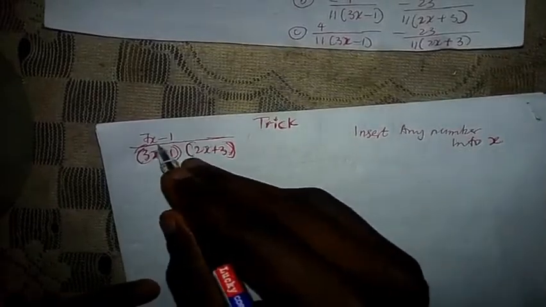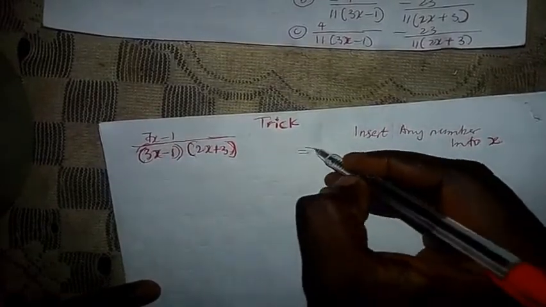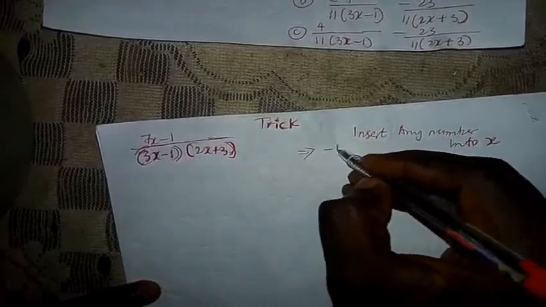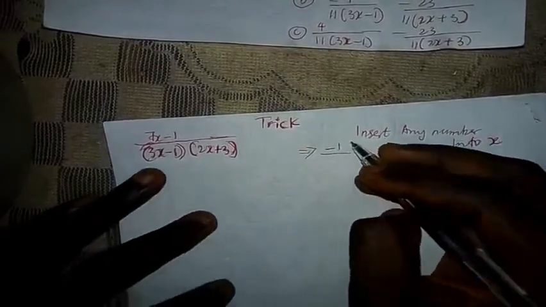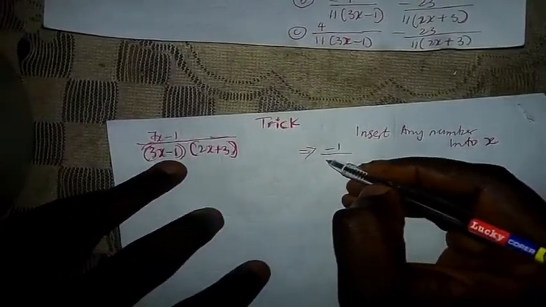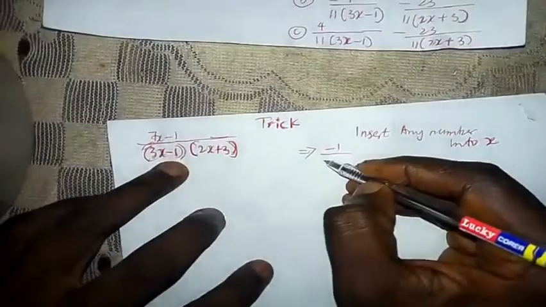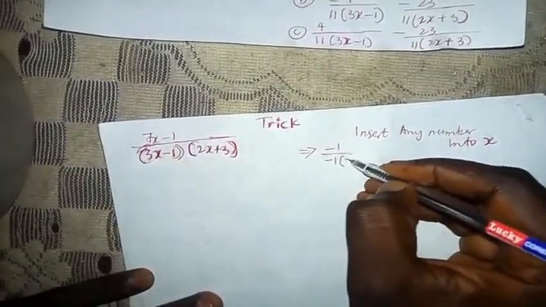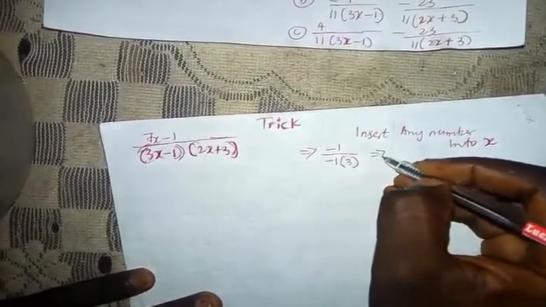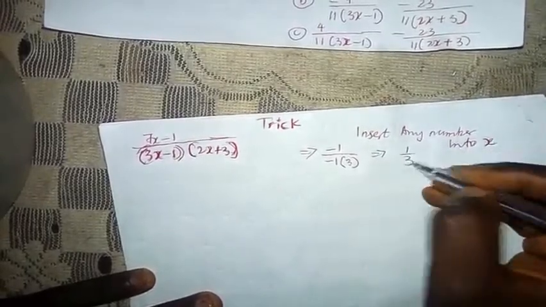So if you insert 0 into x here, that will be minus 1 over it. As you see now, 0 will remove everything that has x. Anywhere you see x, just remove it. Minus 1 over minus 1 times 3. So the answer of this one is 1 over 3.